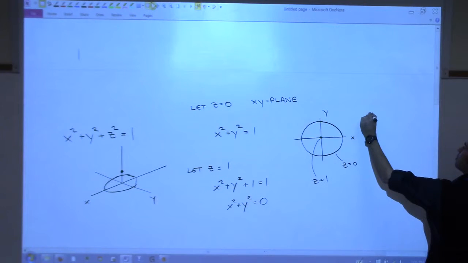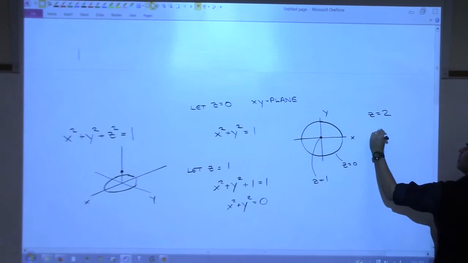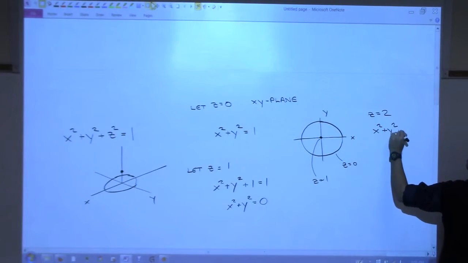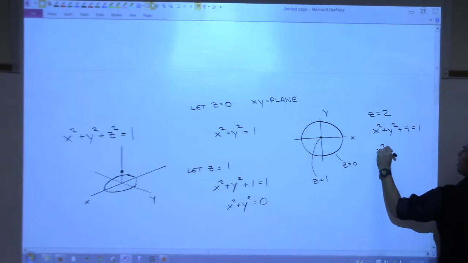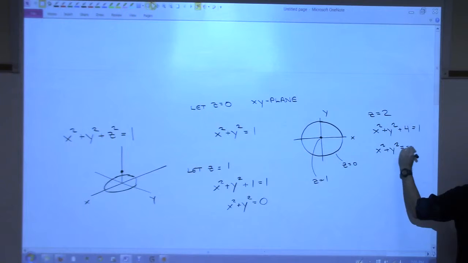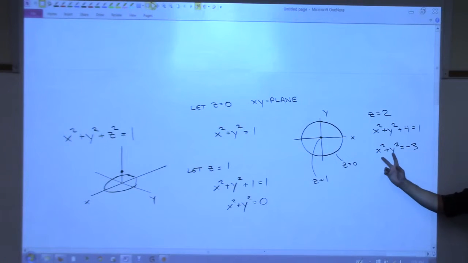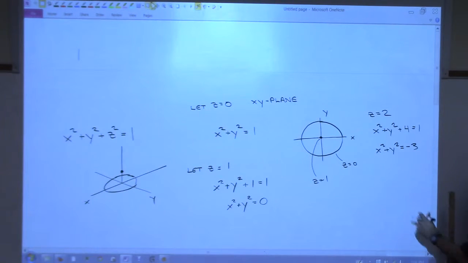What would happen? Let's just try z as 2. You get x squared plus y squared plus 4 equals 1. And when you moved it to the other side, x squared plus y squared equals negative 3. You can't square two numbers, add them together, and get a negative number. So there's no solution here. No way you can do it. Well, not with real numbers, right?